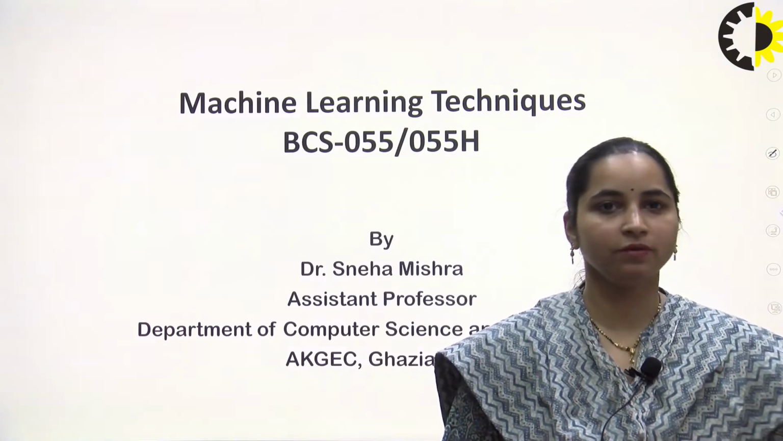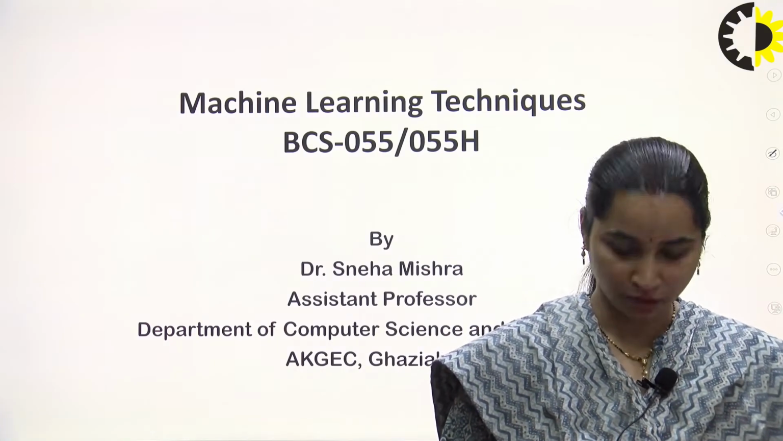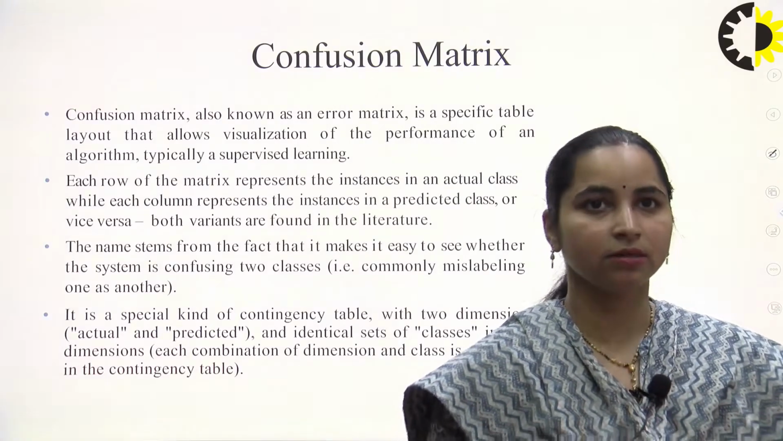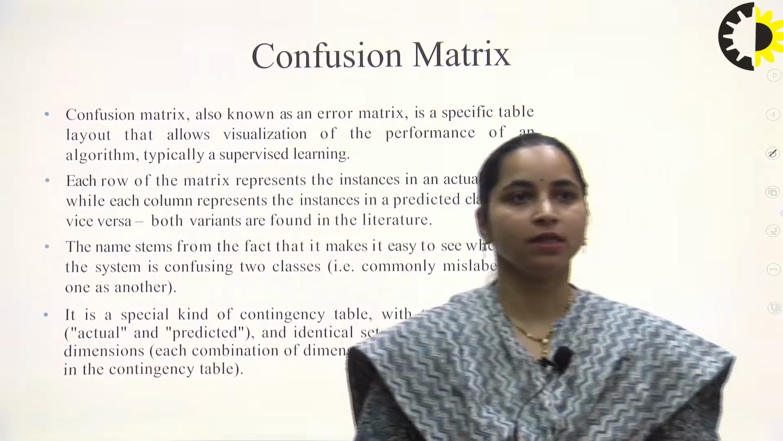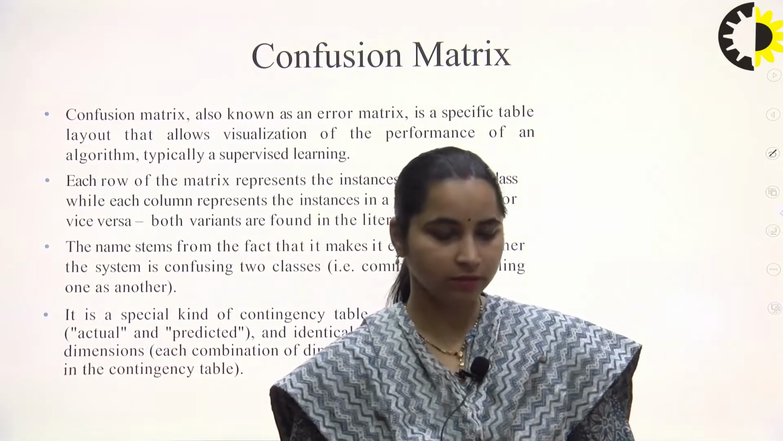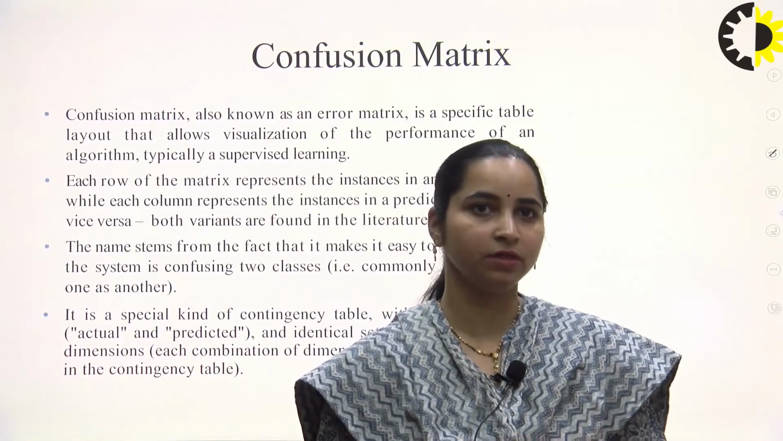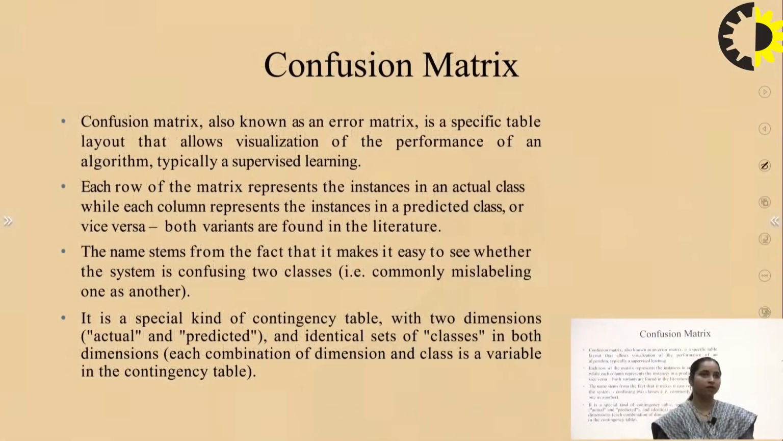So today we will be covering a topic from machine learning techniques, that is the confusion matrix. Let's brief about the topic first. The confusion matrix is basically known as the error matrix. We calculate the errors using a specific table layout that allows visualization of the performance of an algorithm, typically in supervised learning.